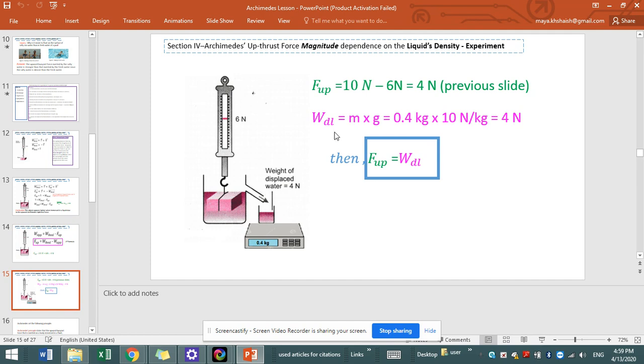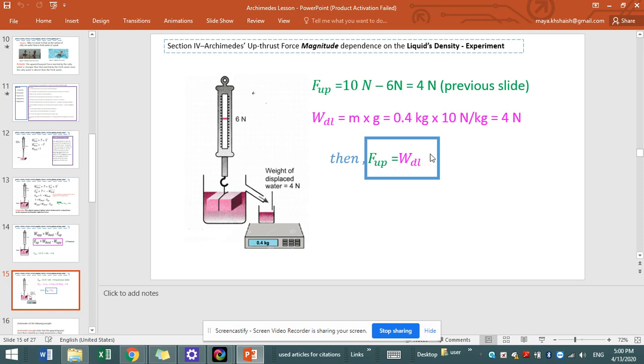Let us calculate the weight of the displaced liquid. It's the mass times the gravity, 0.4 kilograms times 10 Newton per kilogram, which is equal to 4 Newton. Then let us compare the buoyant force calculated and the weight of the displaced liquid. They are equal to each other.